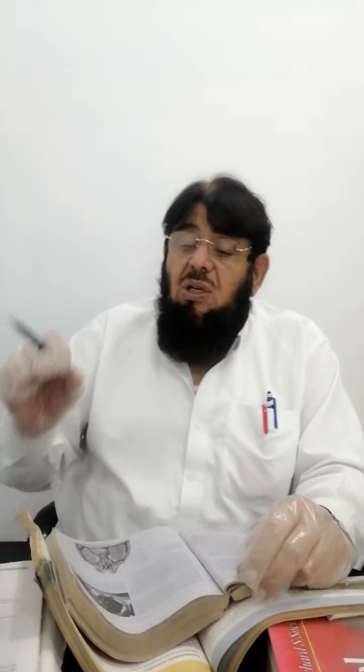Now the heart is supplied by the cardiac plexus. As I told you, all the internal viscera are supplied by plexuses, which are formed by sympathetic and parasympathetic fibers. In the same way, the heart is also supplied by the cardiac plexus, which consists of sympathetic and parasympathetic fibers. And the cardiac plexuses are two in number.